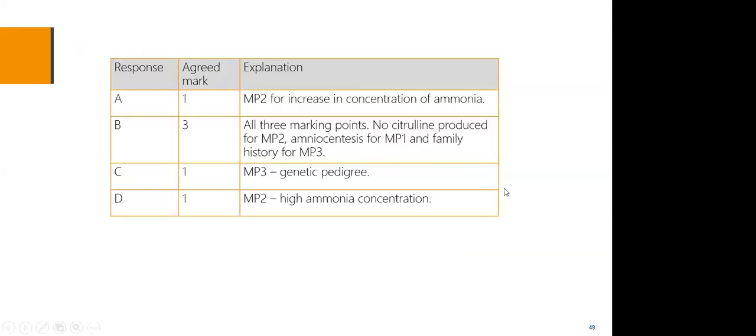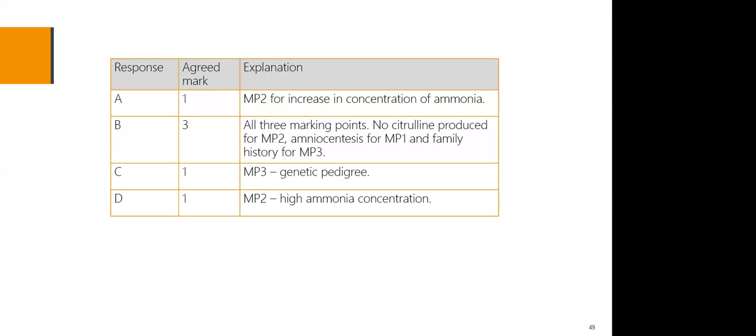So we'll have a look at the agreed marks. Response A gained 1 mark because that's mark point 2 for saying the concentration of ammonia would increase. It's a named molecule that would increase.